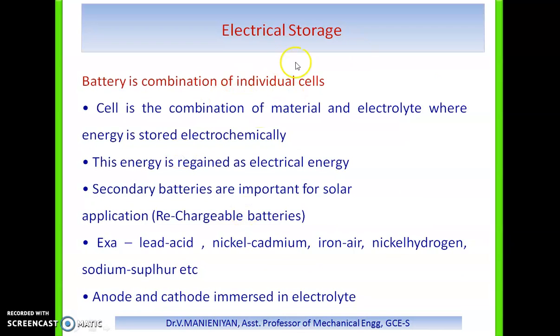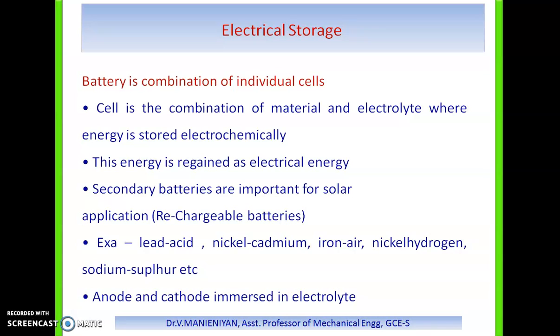So the next one is the battery storage system. The battery is a combination of individual cells. A cell is an elemental combination of materials and electrolyte, a basic electrochemical energy storage system. The battery can convert electrical energy into chemical energy, store it electrochemically, and later release it again as electrical energy. The battery storage system may also be included under chemical energy storage.